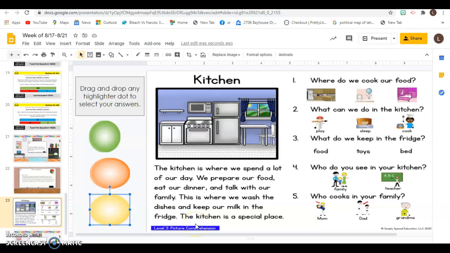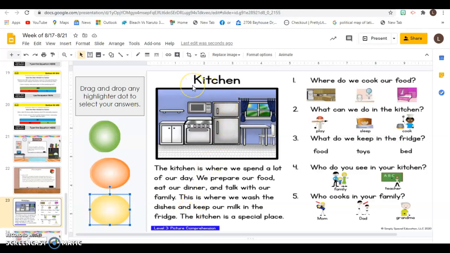Good day, guys. Today for English Language Arts, we're going to read together through a simple passage about the kitchen. And then we will answer a few questions using highlighter dots, and I'll show you just how to do that. First, let's take a look at the title.